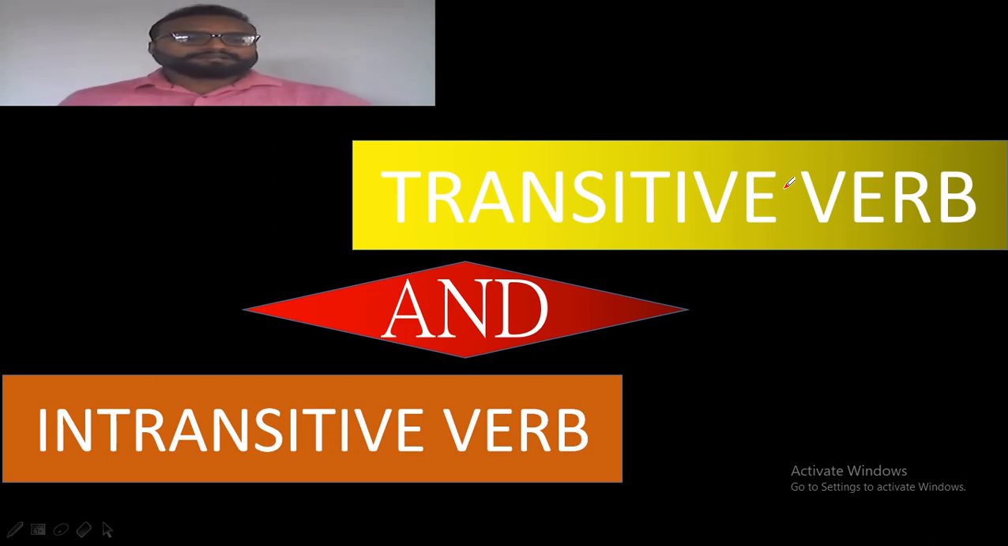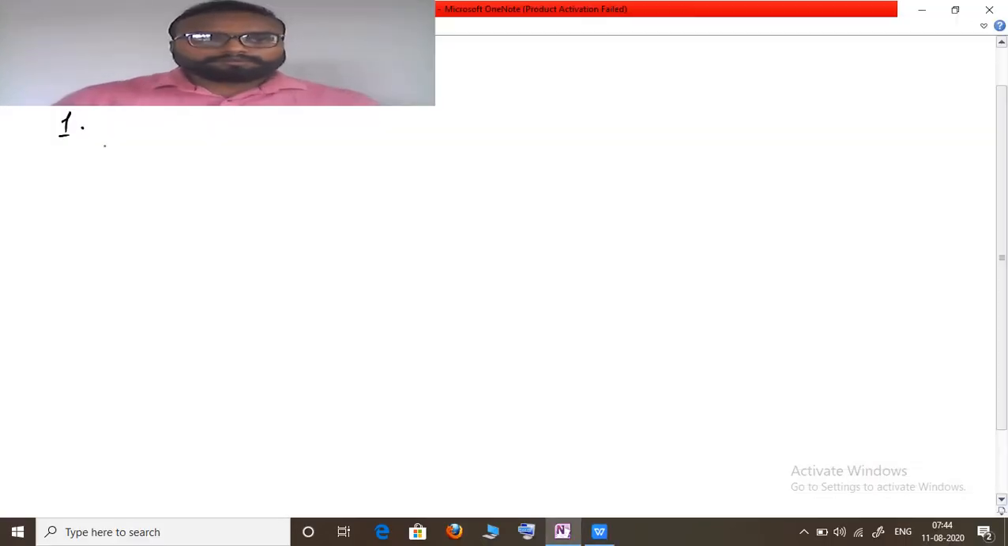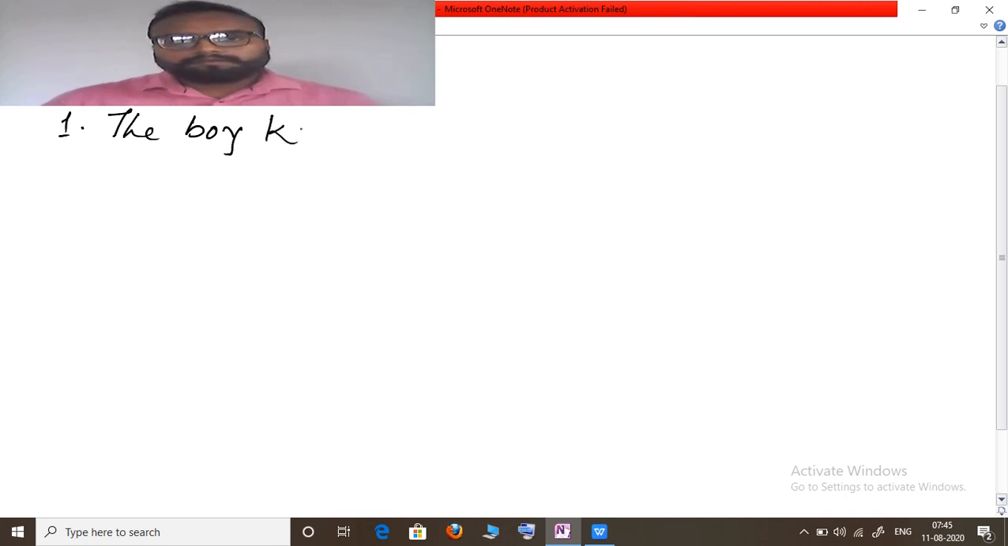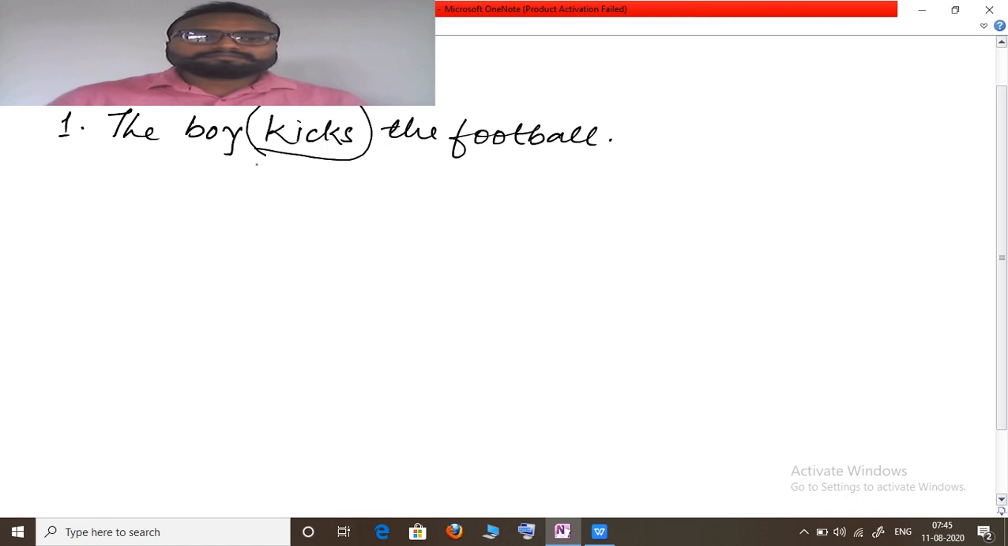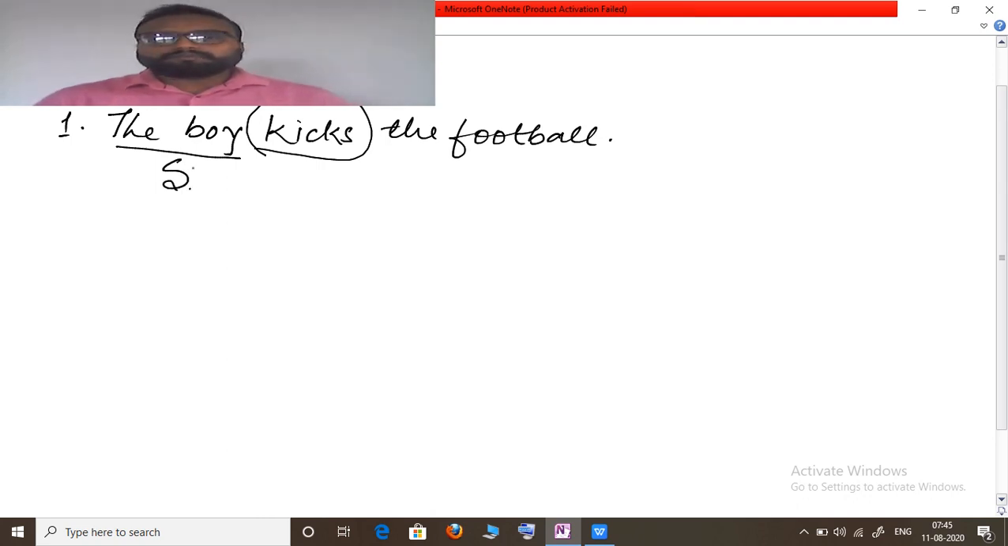Now let's understand it with the help of certain examples. Example 1: The boy kicks the football. Here what do we have as the verb? We have kicks as the verb. The boy is the subject. The boy is the doer. Now what is the boy doing? He is performing an action, and what action does he perform? He is kicking a ball. He is kicking the football.